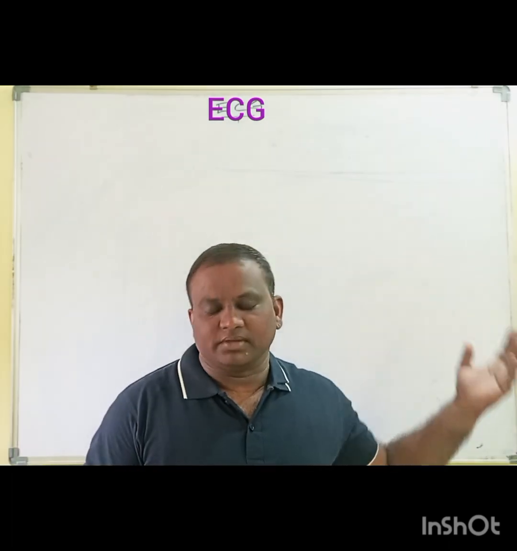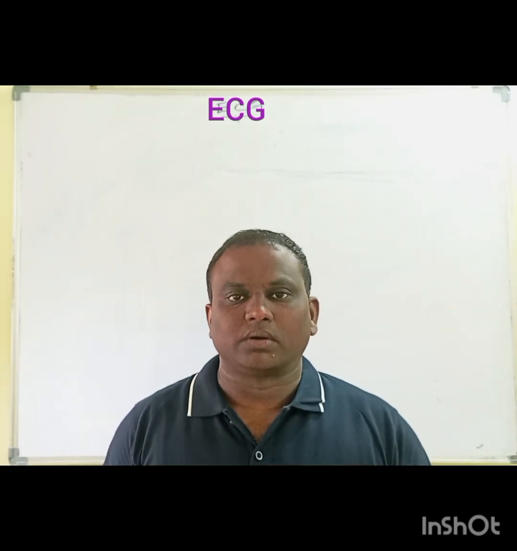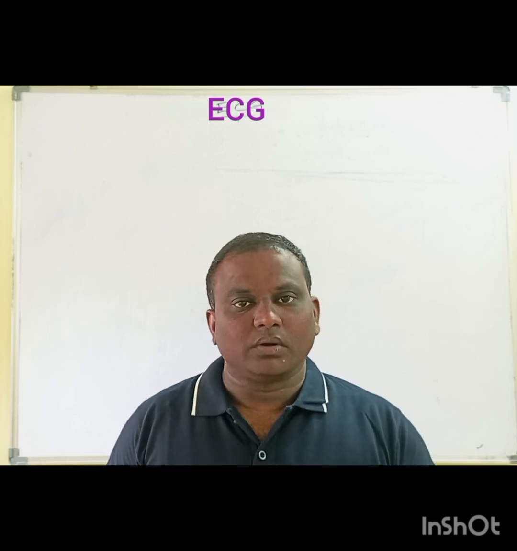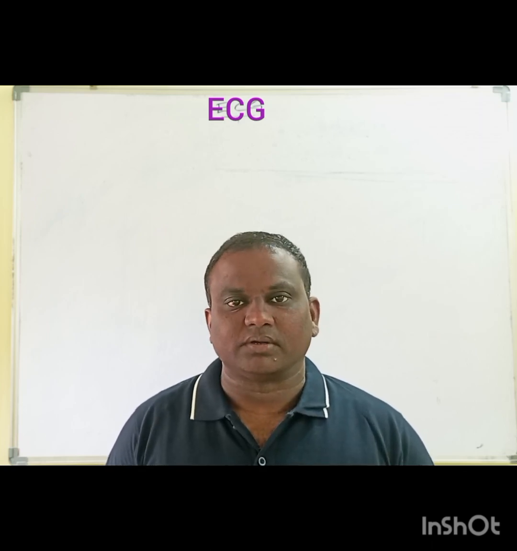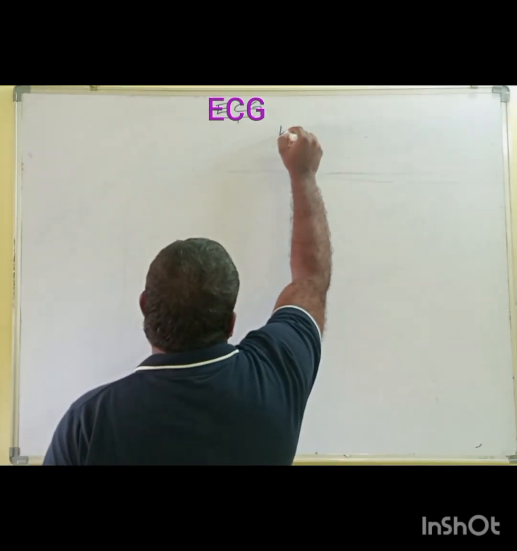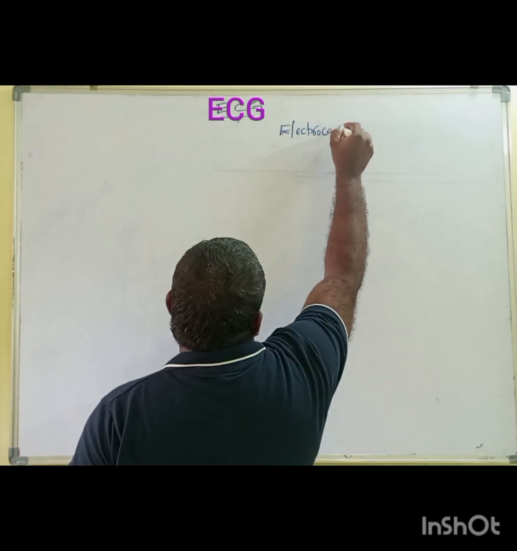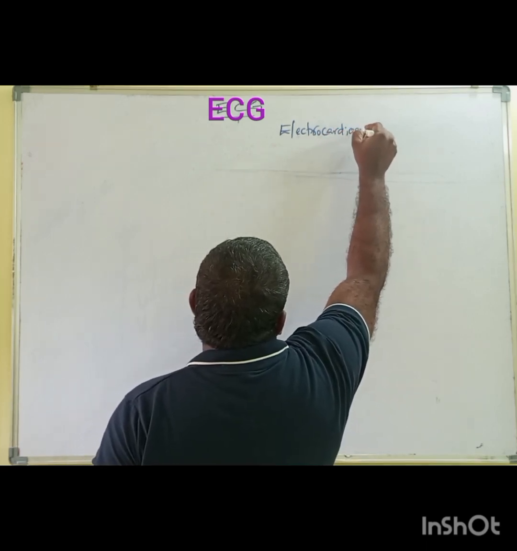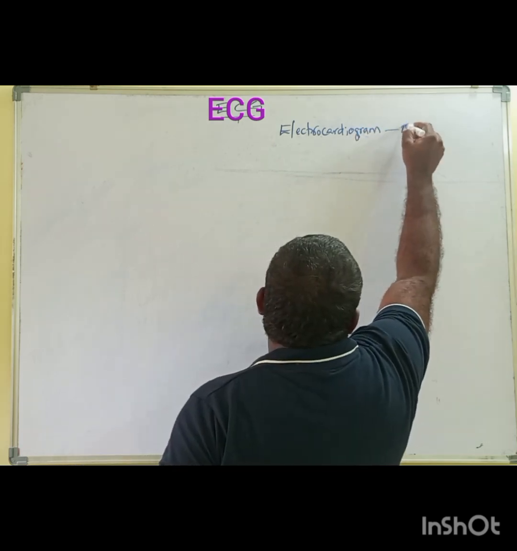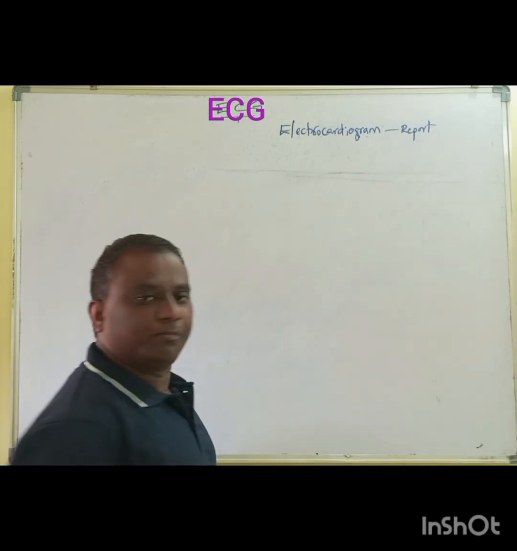So what is the full form of ECG? There are two full forms for ECG. One is electrocardiogram, the other one is electrocardiograph. Electrocardiogram is the very commonly used term for ECG. Electrocardiogram is a report where we can see the graphical representation on a piece of paper.